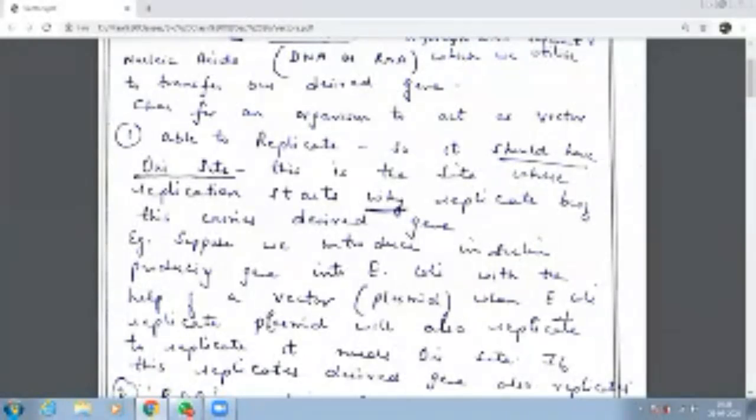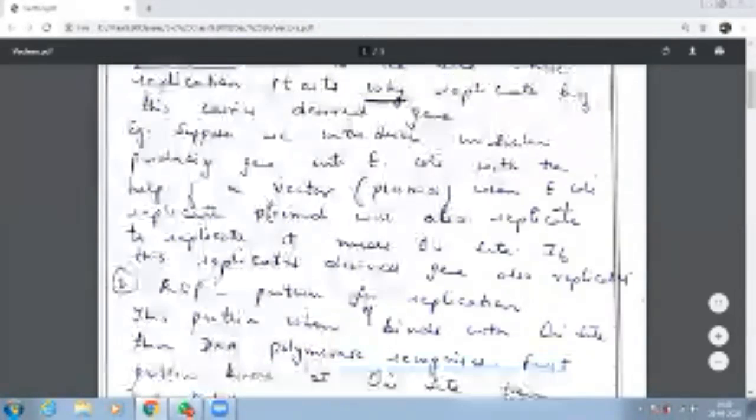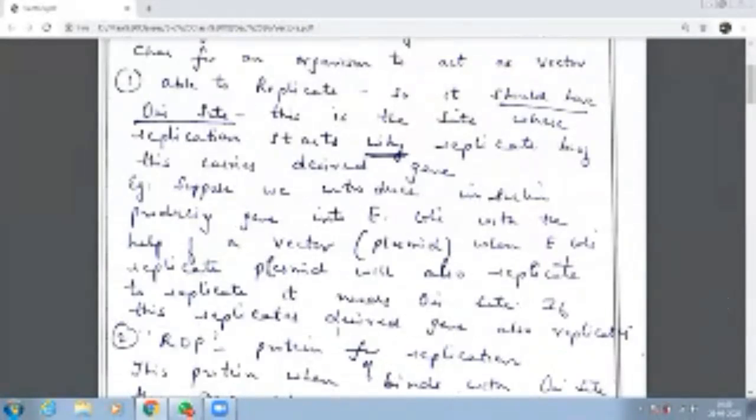Now what happens is this plasmid enters, and the replication process starts. This plasmid will also start replicating. As soon as it enters the host cell, the plasmid will start the replication. And I told you before, for replication, what site is needed? Ori site. If the plasmid is replicating, then automatically what is replicating, children? The desired gene. Yes, the desired gene will also start replicating.